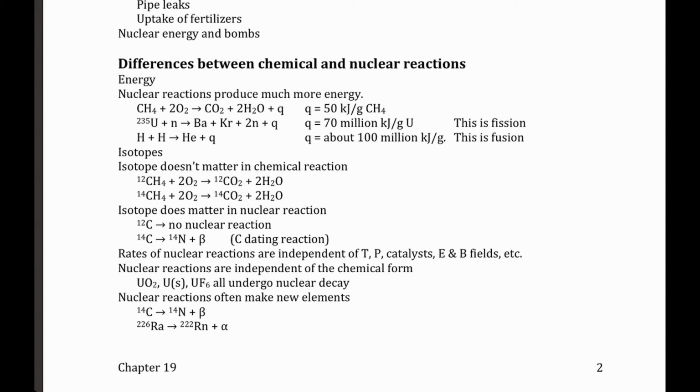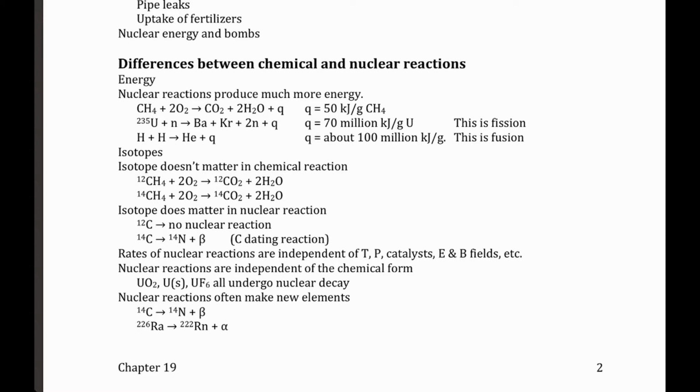That's fission. If we take two hydrogens and fuse them together to give helium, it also gives off lots of heat. Per gram of helium, it's about 100 million kilojoules. That is an example of a fusion reaction. So fission is breaking the nucleus into two isotopes. Fusion is putting together two isotopes to produce products. Both give off lots of energy.